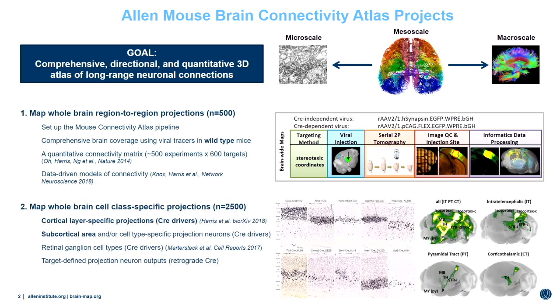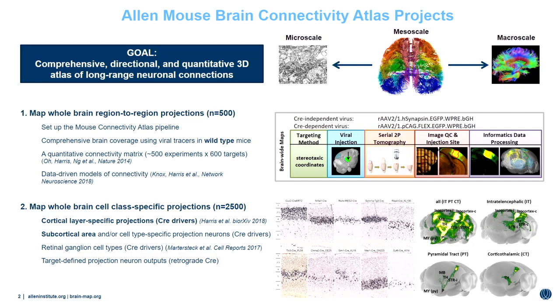Okay, so the second phase of the Connectivity Atlas project was to try to move more towards this true mesoscale level, which is to map whole brain projections from genetically identified cell classes. And for this purpose, we use Cre driver animals, or Cre driver mice. We ended up with a total of around 2,500 experiments that fall under this particular phase.